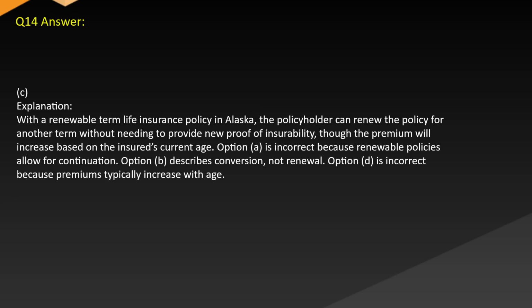Answer C. Explanation. With a renewable term life insurance policy in Alaska, the policyholder can renew the policy for another term without needing to provide new proof of insurability, though the premium will increase based on the insured's current age. Option A is incorrect because renewable policies allow for continuation. Option B describes conversion, not renewal. Option D is incorrect because premiums typically increase with age.